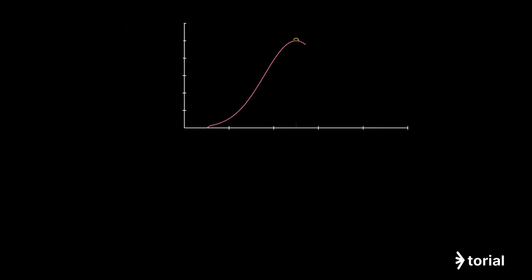Let's visualize how buffering capacity changes throughout the titration. This graph shows how buffer capacity peaks at the half equivalence point and decreases as we move away from it. The buffering region is strongest in the middle of the titration curve, right at the half equivalence point.